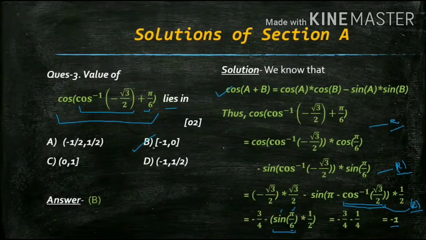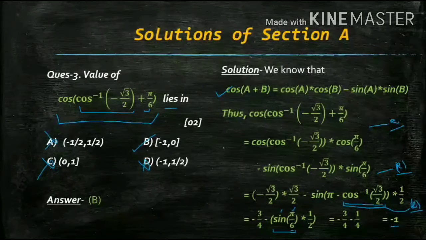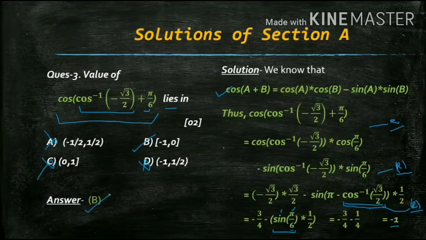Okay. Now you just have to check which of the intervals minus 1 lies in. Minus 1 is not in D because it is open. So it is not D. And it is from 0 to 1, so the negative value minus 1 is not here. Here minus 1 is not here because it just went from minus half to half. It's not over here. But here we have the closed interval including minus 1, so it's the correct answer. That's why B is the correct answer.